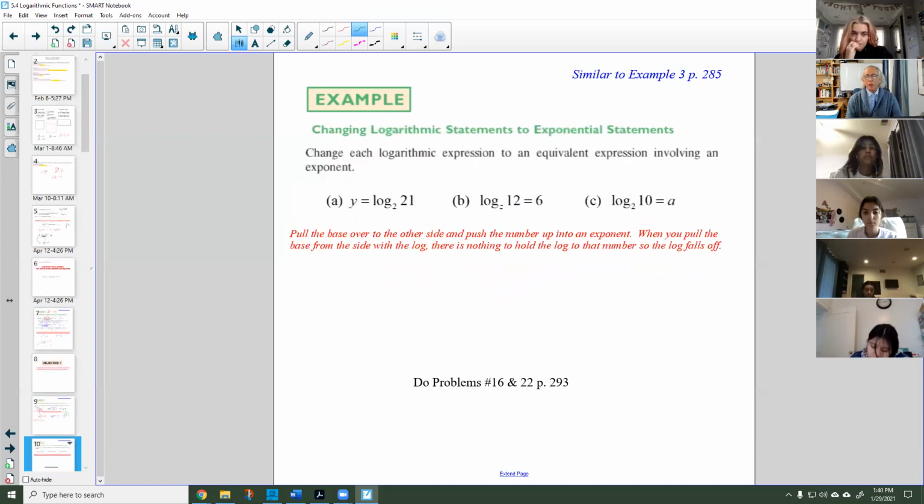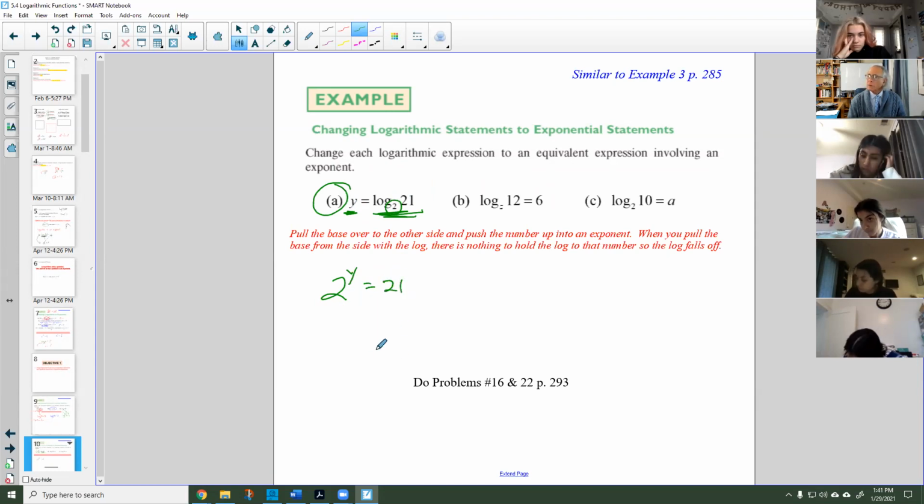And I think the next thing here, we're going to change these into exponential form. How exciting. So I'm going to look at this one here. In exponential form, I have a base and an exponent. So a logarithm is an exponent. I know my exponent is y because a logarithm is an exponent. And I know that my base is 2. So this is going to be 2 to the y power is equal to 21. Logarithmic form, exponential form. I'm going the other way now.